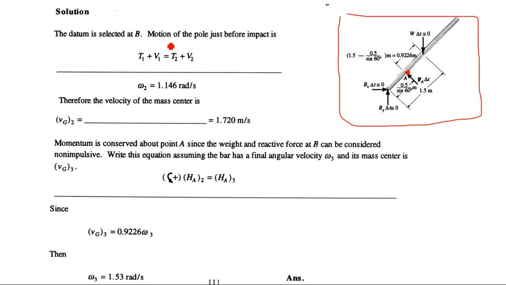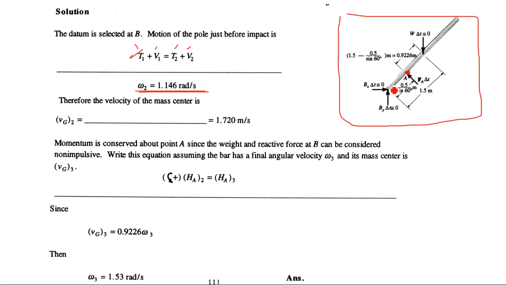So we start first by making the calculation, the equation T1 plus V1 equal to T2 plus V2. Of course, we know how to calculate T and V. We will find that omega 2 is equal to 1.146 radians per second. Definitely T1 will be equal to 0 because omega 1 was equal to 0. Then we can calculate I omega 2 squared, which is the value for T2, in addition to the other terms. Therefore, we can find the velocity of point G, which is equal to 1.27.